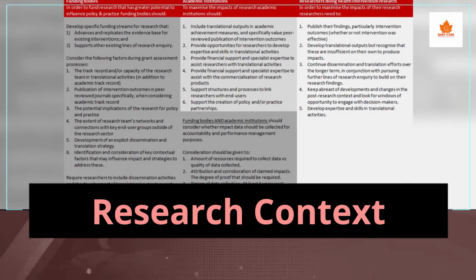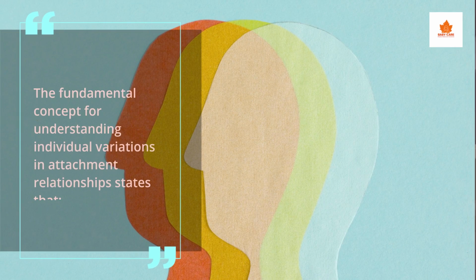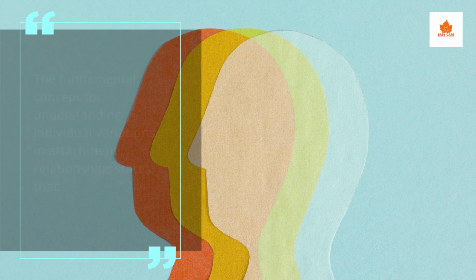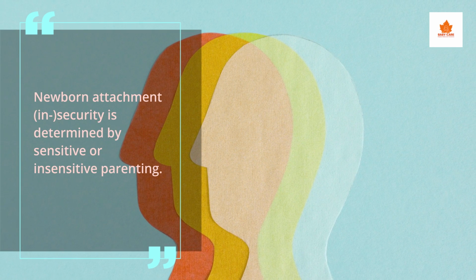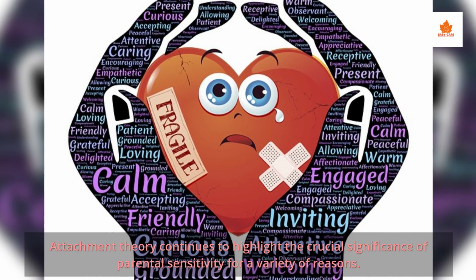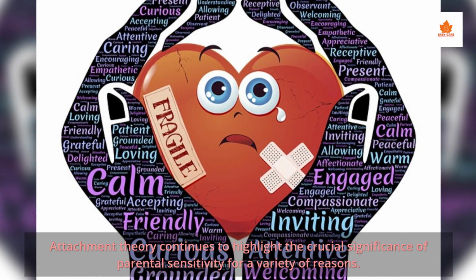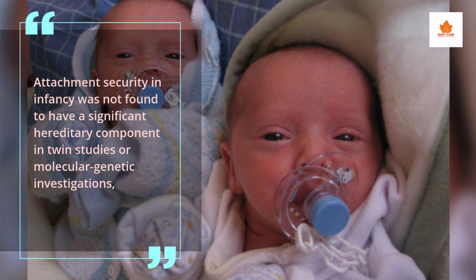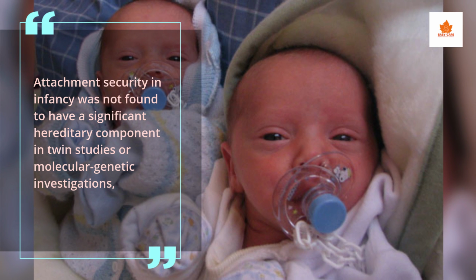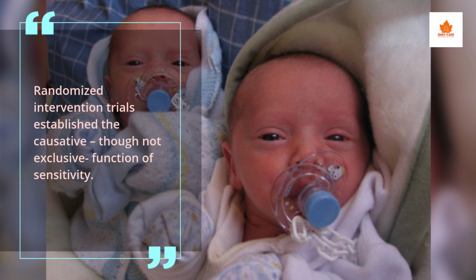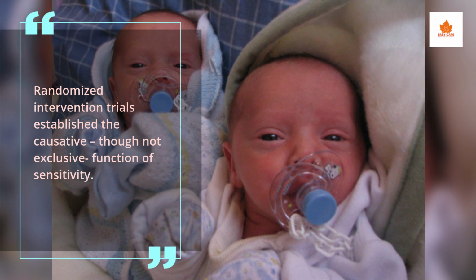Research context. The fundamental concept for understanding individual variations in attachment relationships states that newborn attachment insecurity is determined by sensitive or insensitive parenting. Despite the popularity of this school of thinking, attachment theory continues to highlight the crucial significance of parental sensitivity for a variety of reasons. Attachment security in infancy was not found to have a significant hereditary component in twin studies or molecular genetic investigations. Randomized intervention trials established the causative, though not exclusive, function of sensitivity.